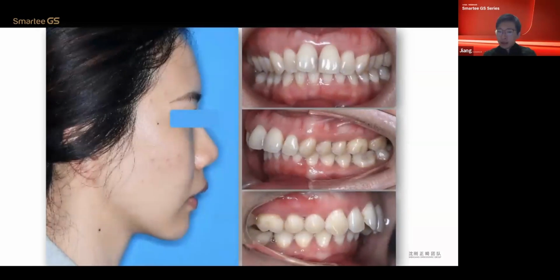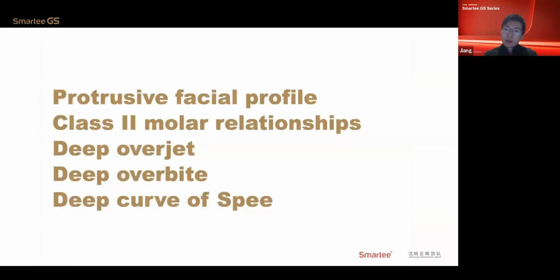Third patient: increased overjet, increased overbite, deep curve of Spee, full unit class 2, and also a retrusive mandible. So we can have a conclusion.